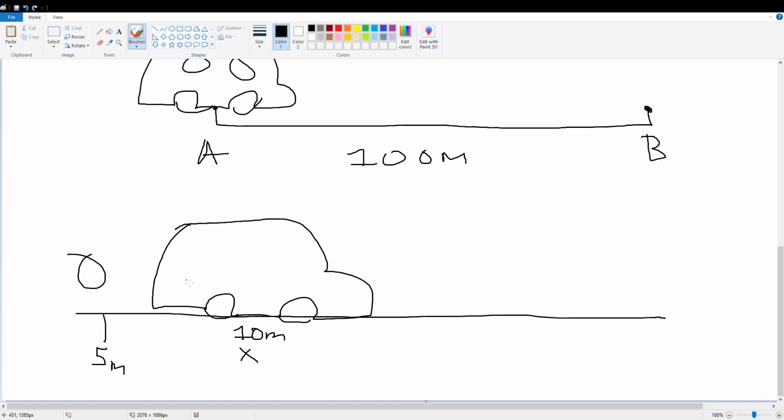What would be the displacement, first of all? So we know that our initial position was 10 meters, and our final position is 5 meters. So this would result in a negative displacement, meaning it just moved backwards.